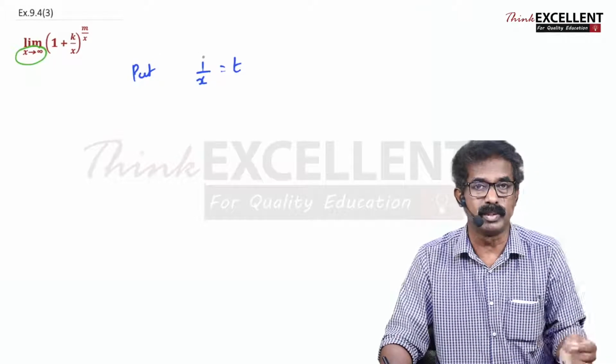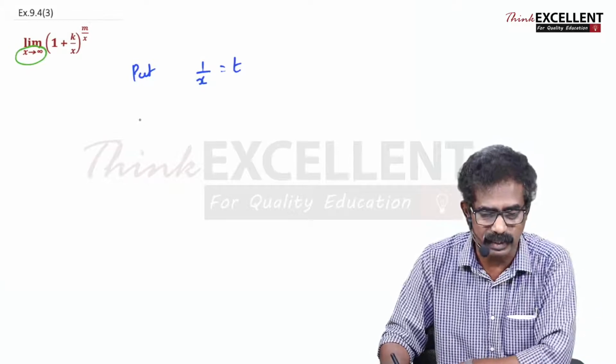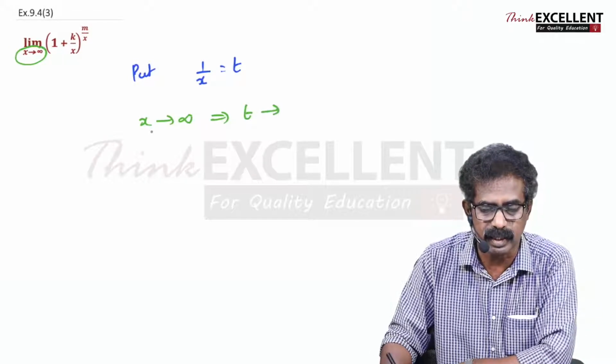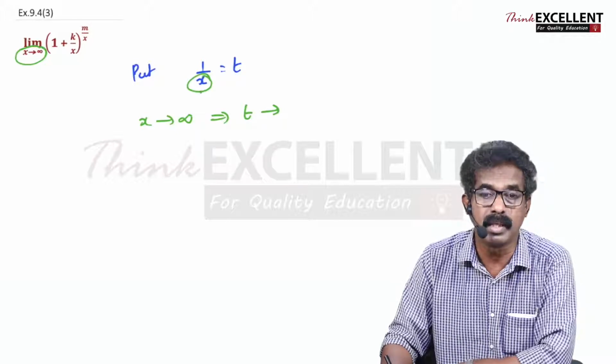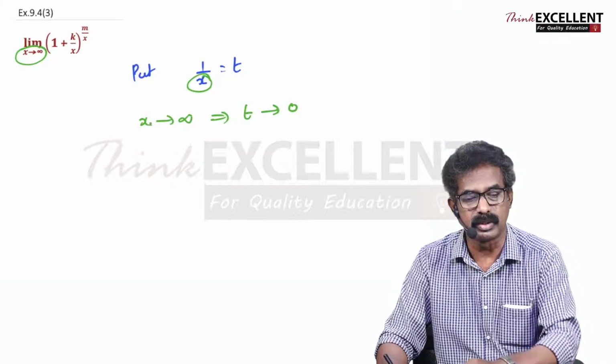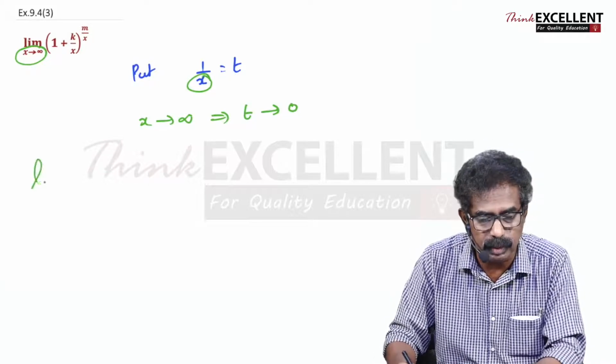Then as x tends to infinity, the limit also you have to change. Now I am introducing a new letter t, right? So x tending to infinity means t tending to, for x you put infinity, 1 by infinity is 0. So as x tends to infinity, t tends to 0. So the changes you give here, the limit.